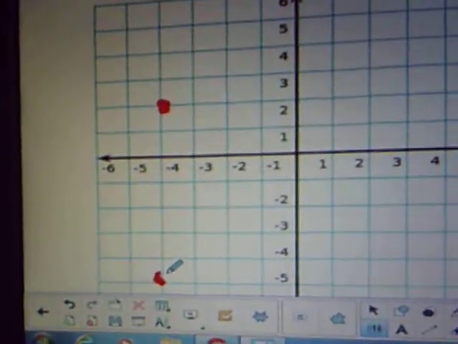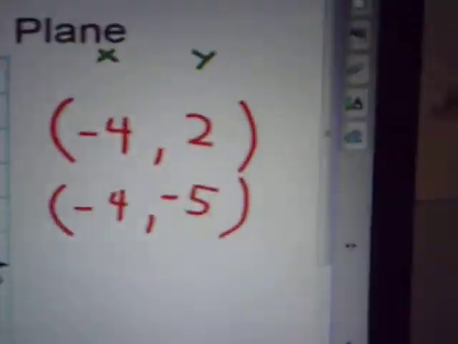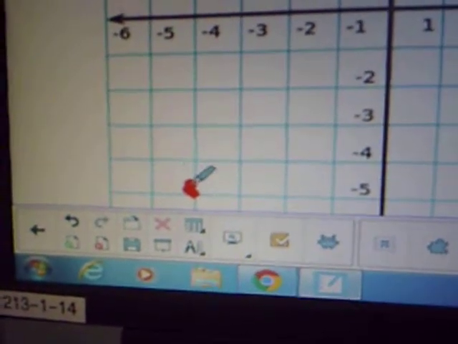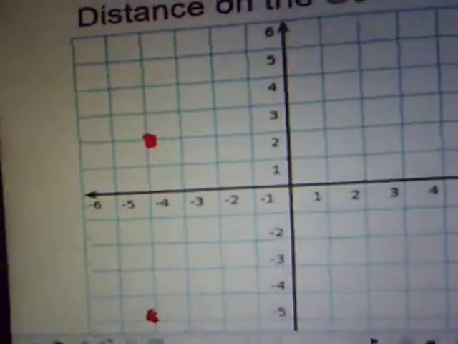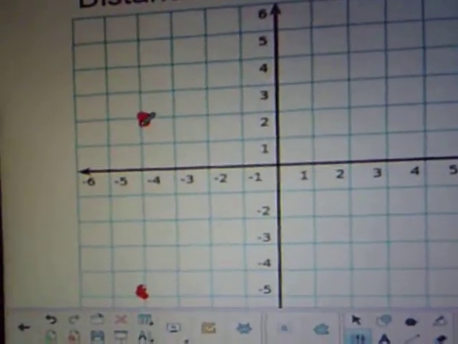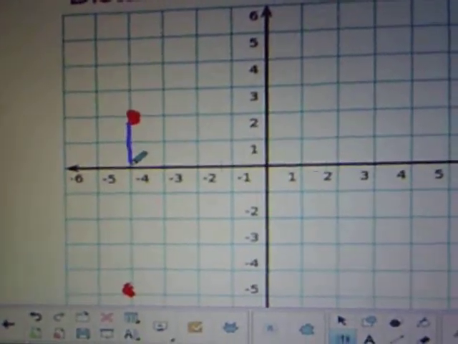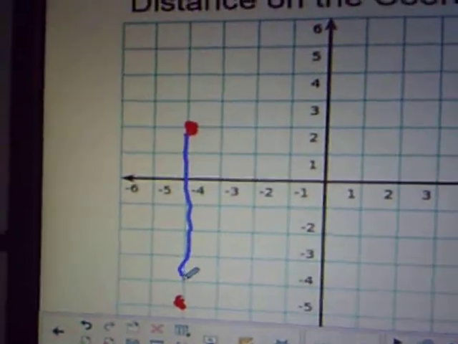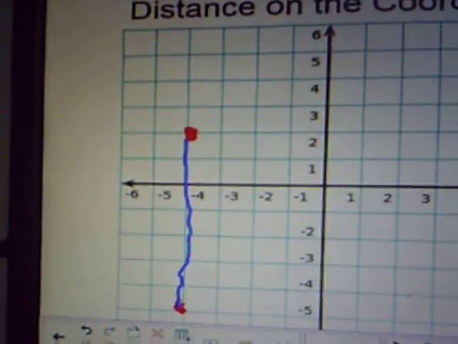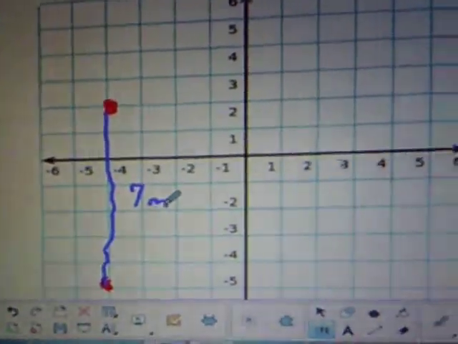Okay? So here we have our 2 points. -4, +2, first one. -4, -5, the second one. So of course we can simply count these to find the distance. And let's say each block is worth a mile, so we're counting in miles. 1 mile, 2 miles, 3 miles, 4 miles, 5 miles, 6 miles, 7 miles. So we know that the distance is 7 miles, but what if we didn't have the graph?